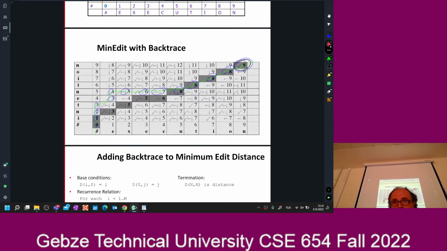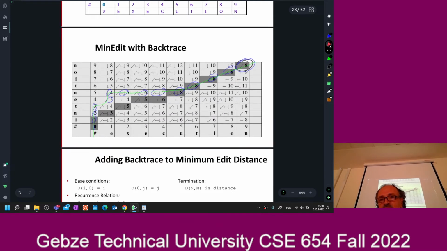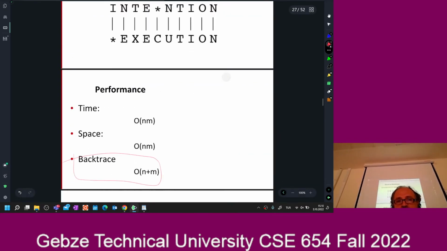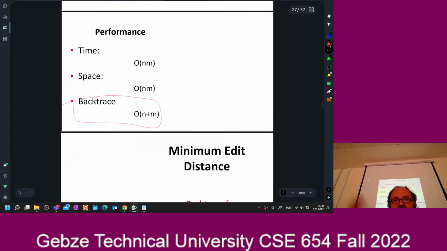Because it's linear. I'm following a line, not an area. Because at every location, you are going to eat either one letter from this one or one letter from this one, right? Sometimes you're going to eat one letter from each. So it's going to be at most n plus m. So it is a very nicely behaving algorithm, space-wise and time-wise, so we use it all the time.